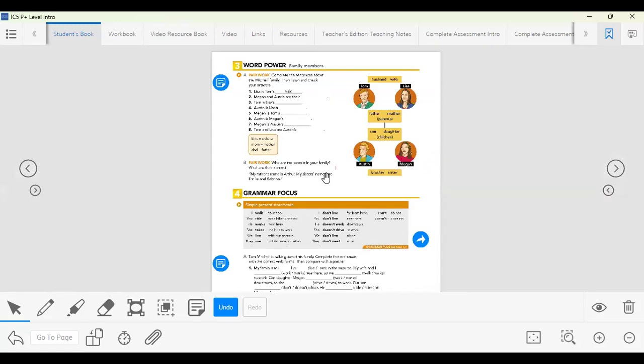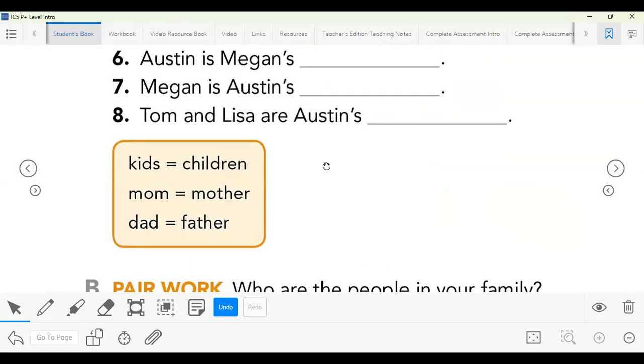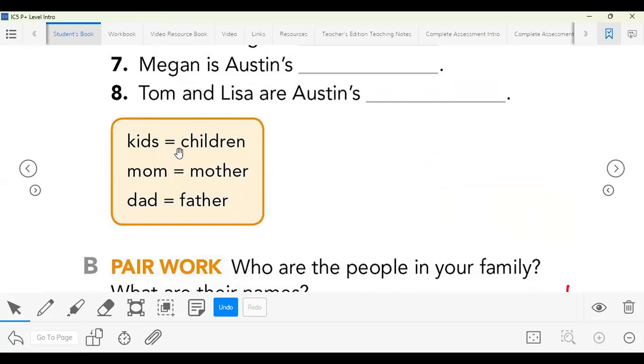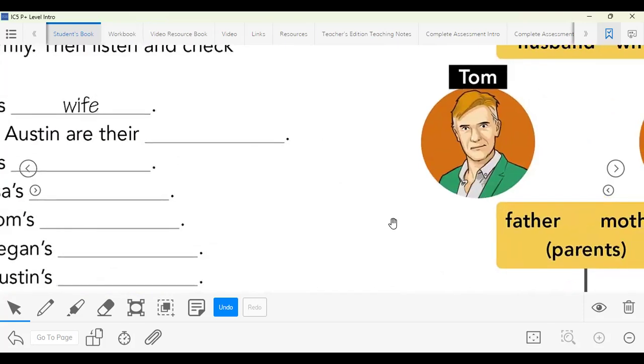Okay, so now we're going to look at this. Kids equal children. Mom, mother or mommy. Dad, father. Okay? Grandma, granddad, grandpa. So we can use those different ways to call those members of the family.